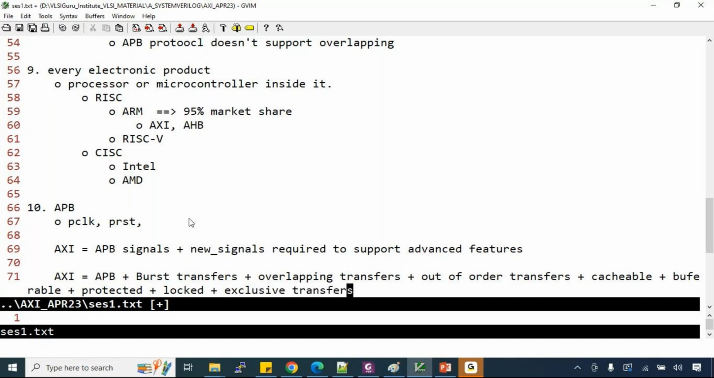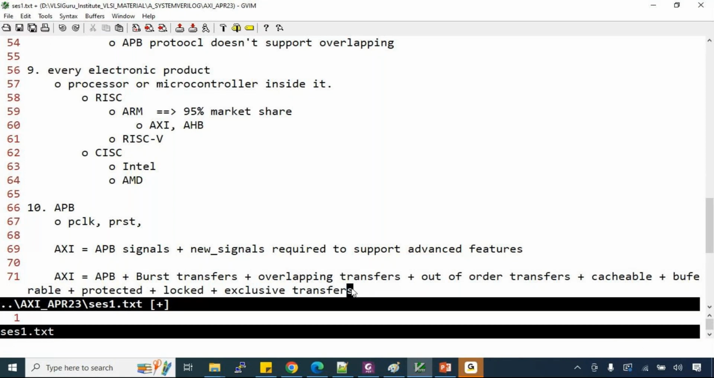this is AXI. It is APB plus burst transfers, overlapping transfers, out of order transfers, cacheable transfers, bufferable transfers, protected transfers, plus locked, plus exclusive, various features. Sometimes you don't want so many things, right? Sometimes you want only this much. That's called AXI Lite. This whole thing is the complete AXI.